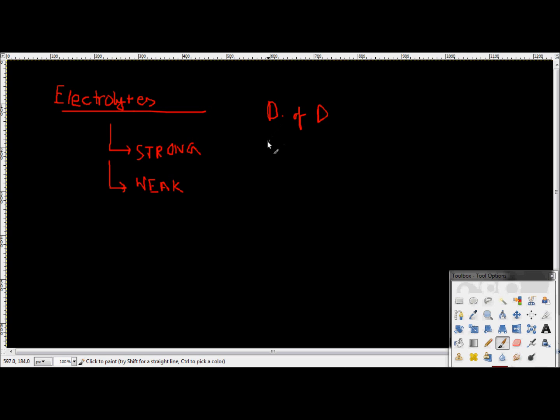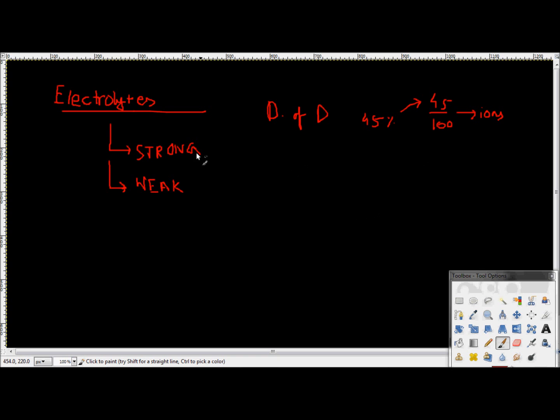Practically, it will never be 100%. But let's take a realistic example, say 45%. If it's 45%, this means that if you have 100 molecules of any compound whose degree of dissociation is 45%, that means that 45 of those out of the 100 will break into ions. The rest will not.